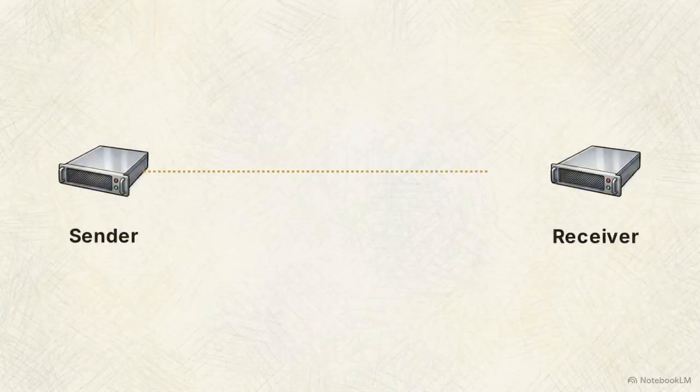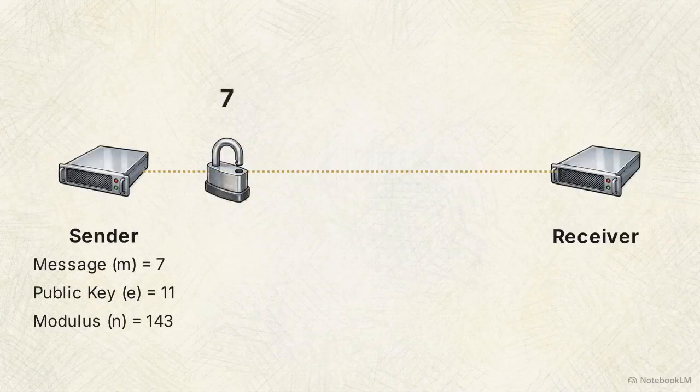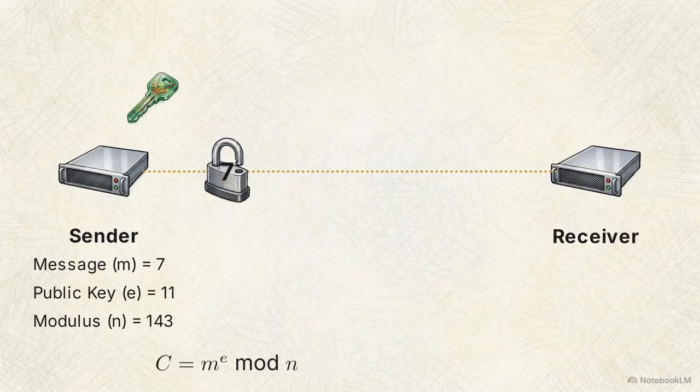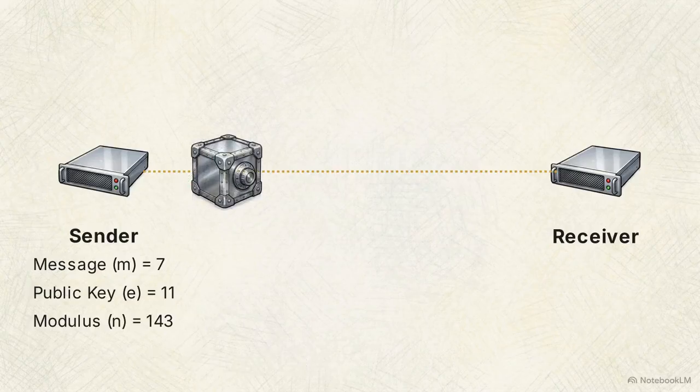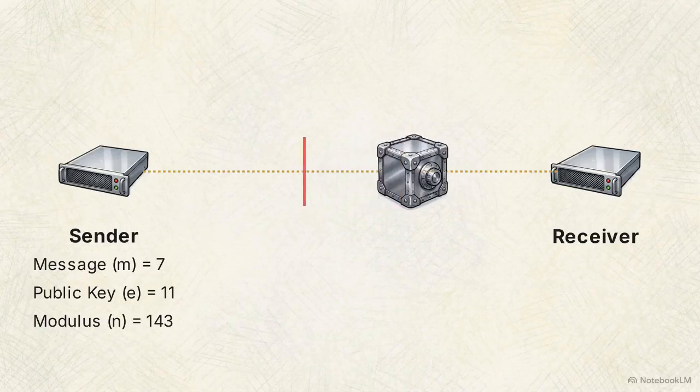This visual represents node transmission. For our live encryption scenario, we have a plain text message of 7, a public key of 11, and our modulus of 143. The encryption calculation raises the message to the power of the public key, modulo 143. The readable number 7 is transformed into the unreadable ciphertext of 106. This ciphertext can now cross the network safely, immune to interception by network monitors like Wireshark.